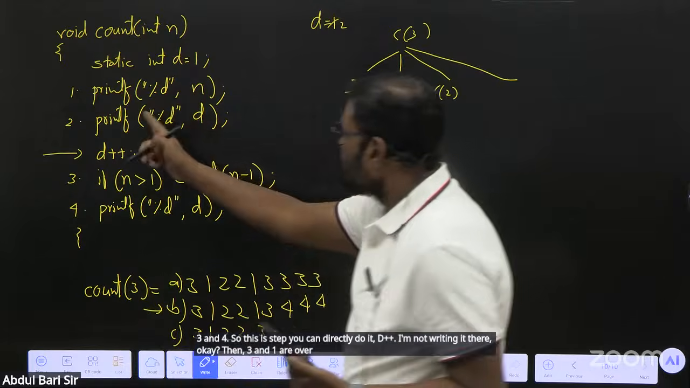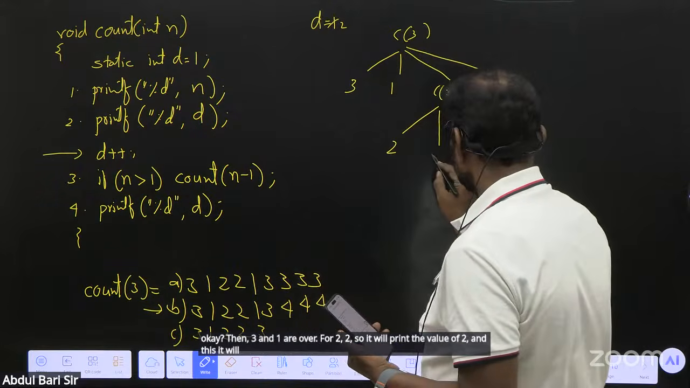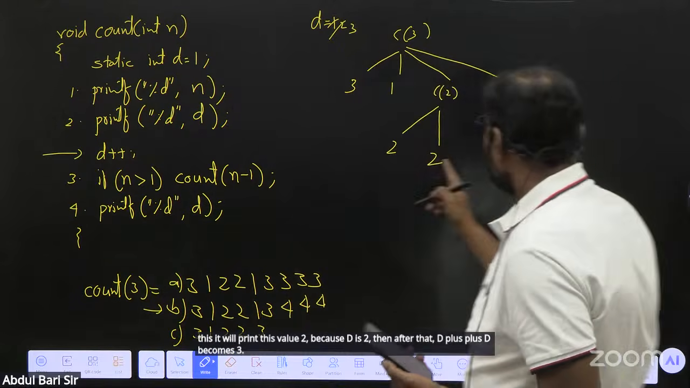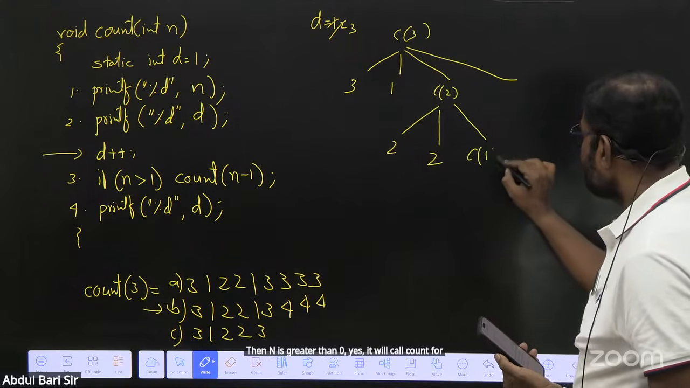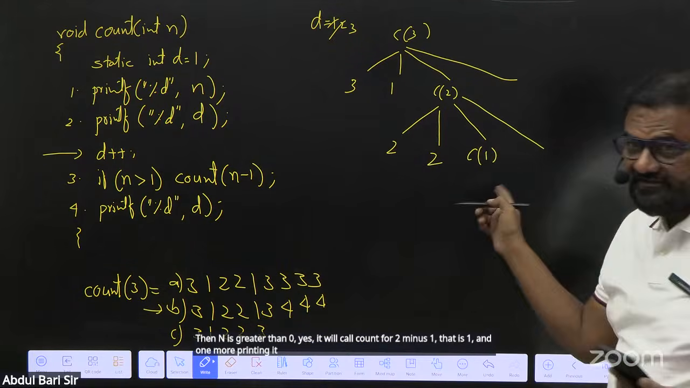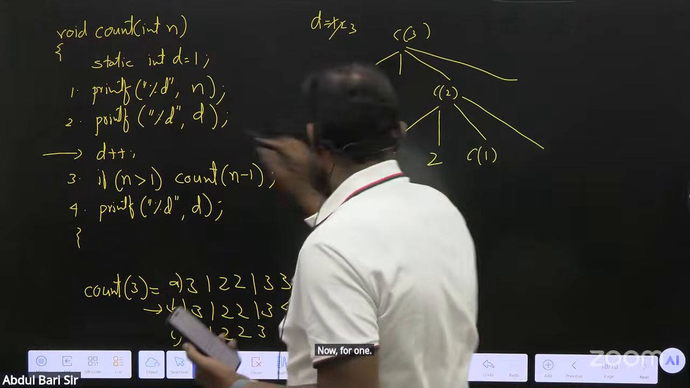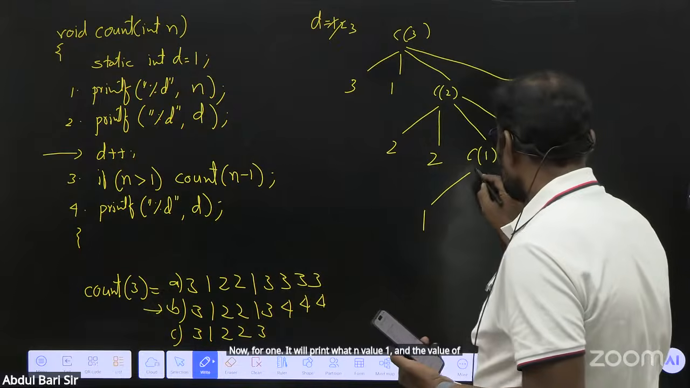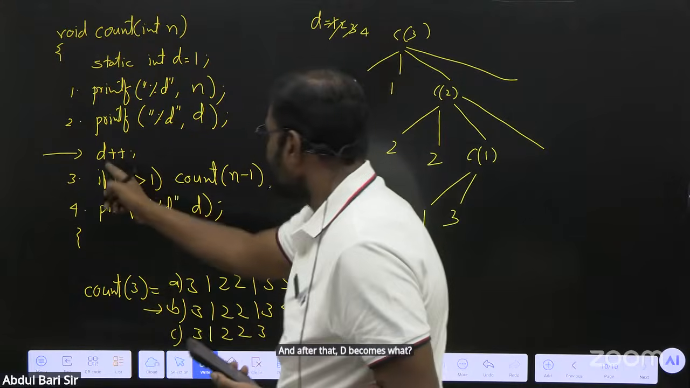For 2, it will print the value of 2, and it will print this value 2 because D is 2. Then after that, D++, D becomes 3. Then n is greater than 1. Yes, it will call count for 2 minus 1, that is 1. And one more printing it has to do that it will do at the returning time. Now for 1, it will print what? N value 1, and the value of D is what? 3. And after that, D becomes what? 4. D becomes 4, D plus plus.